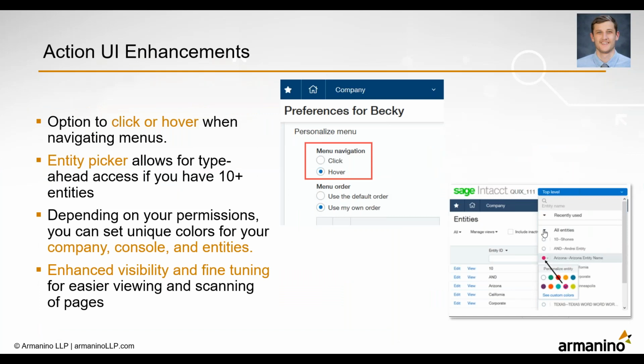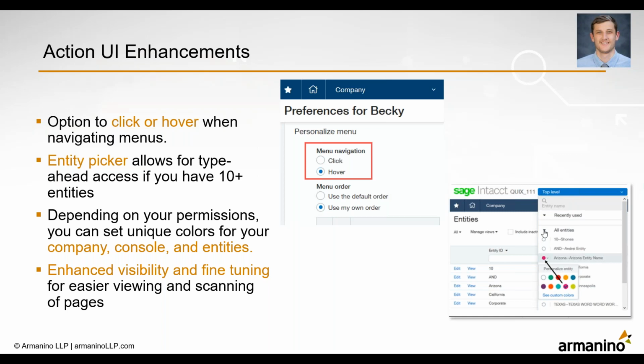So next, let's talk about some Action UI enhancements. In addition to a bunch of new functional changes in Intacct, there's also going to be a whole host of visual enhancements that are really intended to help users navigate the system a lot more smoothly. So you're now going to have the option to click or hover when navigating in menus. This function can be set in your user preferences as shown in the screenshot, where you can opt to click or hover as you navigate in any menu in Intacct.